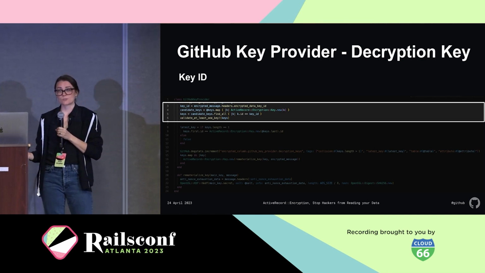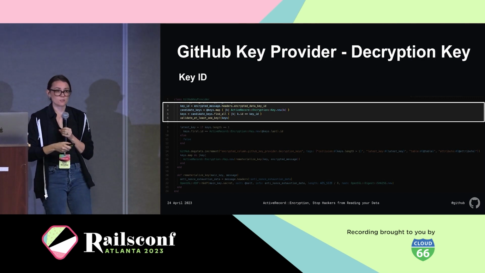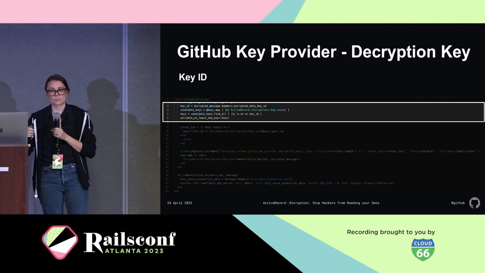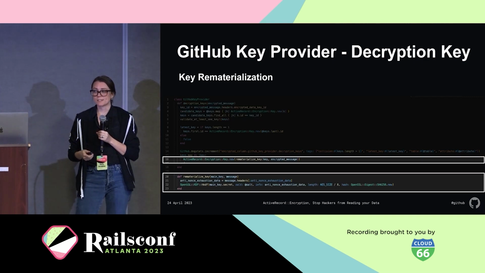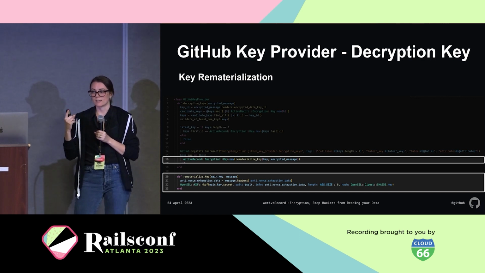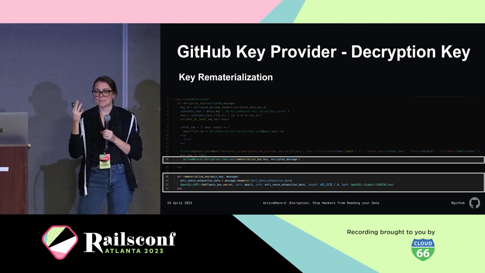That list of keys stored in Vault contains all the possible keying materials that could have been used to derive the key that was used to encrypt the record. Once we found the matching keying material, we can rematerialize the key from the anti-nonce exhaustion data stored in the message header, the key material from Vault, and then finally the salt of the table and column.